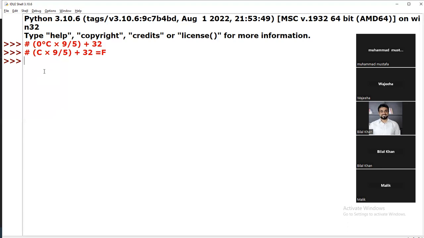Hamza, how many alphabets are there? Two. Sir, two. Malik, can you also tell me how many alphabets are there in this second line? There are two alphabets, right?